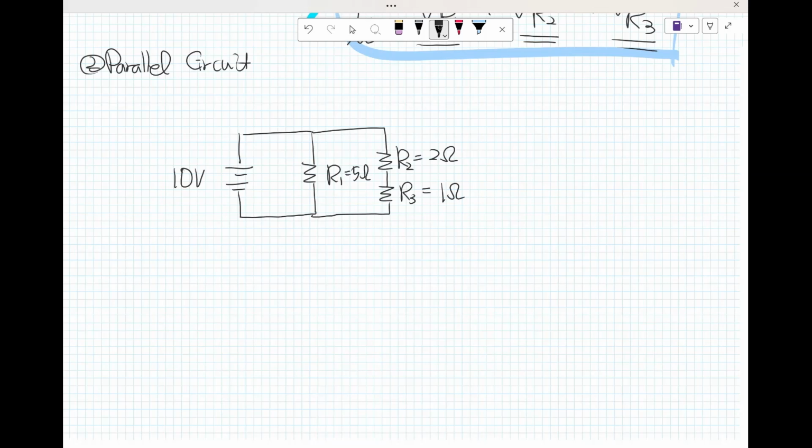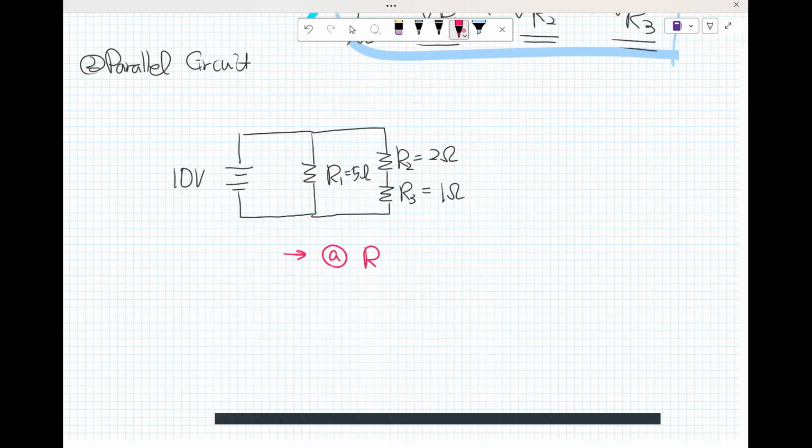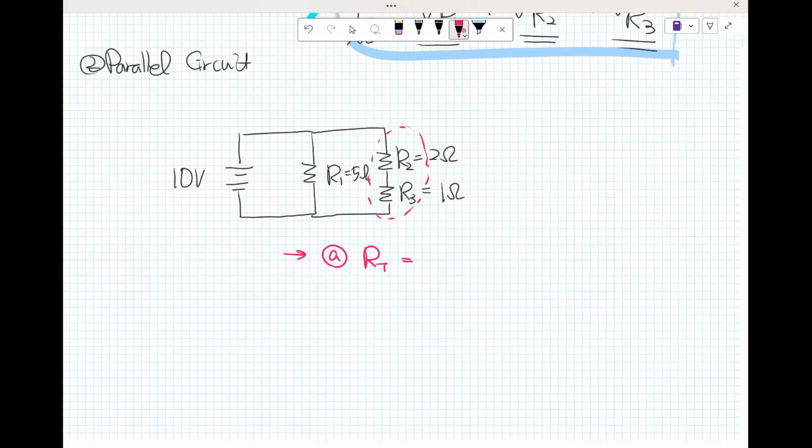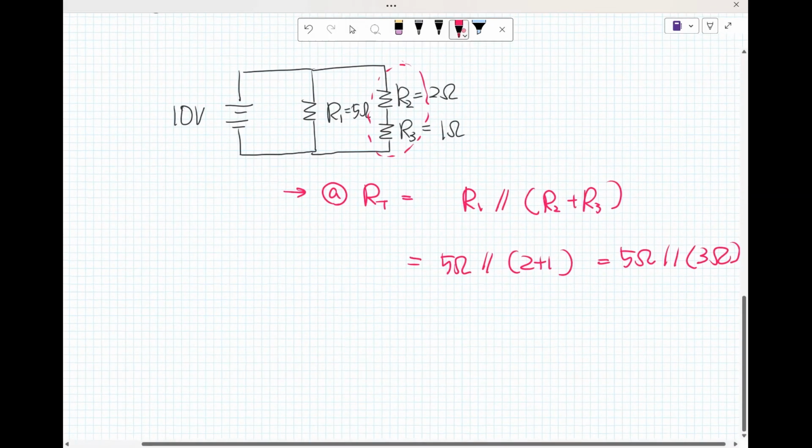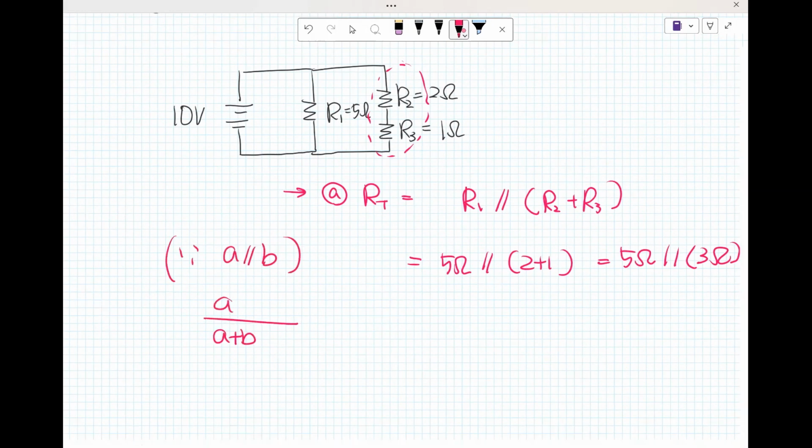Now, in the parallel circuit, what is the total resistor? Can you see that R sub 2 and R sub 3 are in series? So R sub 1 parallel with R sub 2 plus R sub 3. R sub 1 is 5 ohm, and 2 plus 1 is 3 ohm. So now, we learned before the formula for 2 resistors: A times B over A plus B.